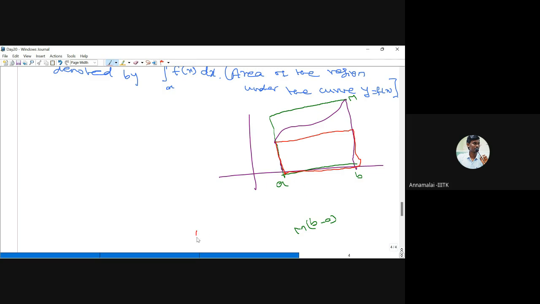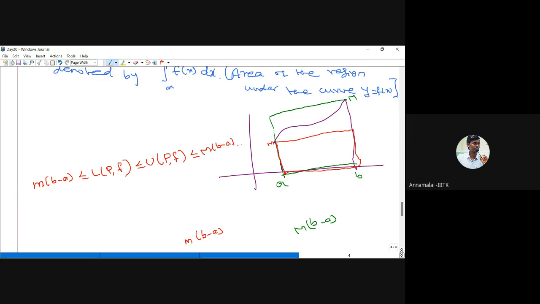Again, the length of the base is b minus a, but what is the height? The small m, the minimum. So therefore, what is the relation between these? We can write that m times (b minus a) is always less than or equal to the lower sum of the function for any partition P. The lower sum is always less than or equal to the upper sum of the partition, and this upper sum is always less than or equal to M times (b minus a).